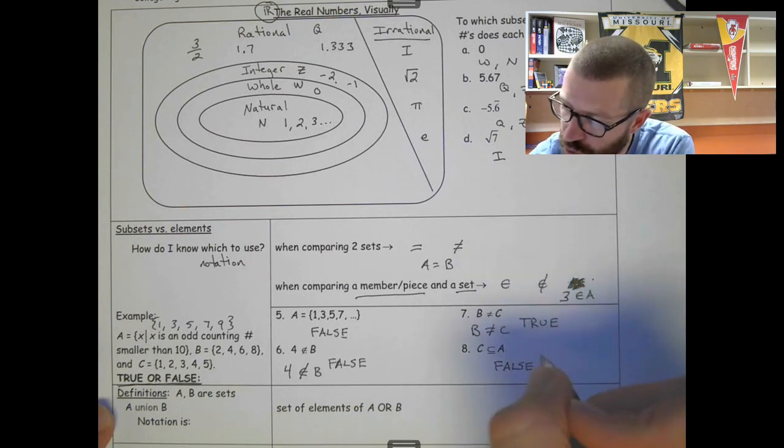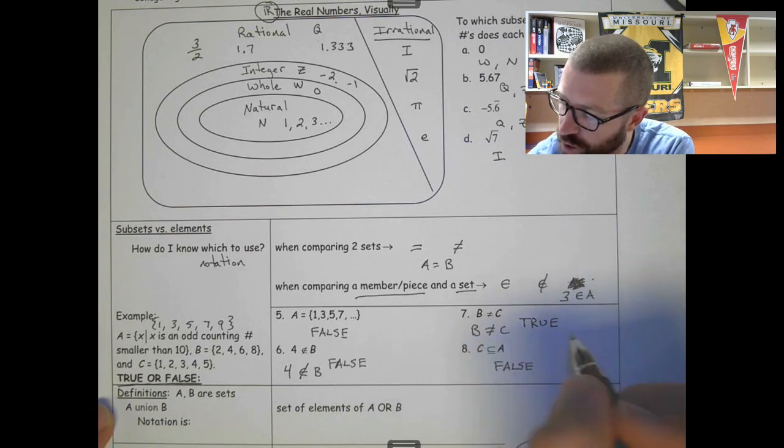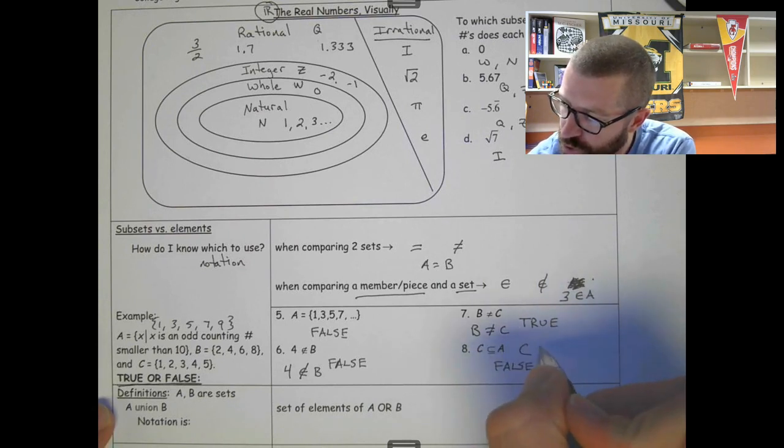And this symbol, I'll write this a little bigger. This symbol means subset. It looks like a sideways U with a line underneath it. It's a subset of A.